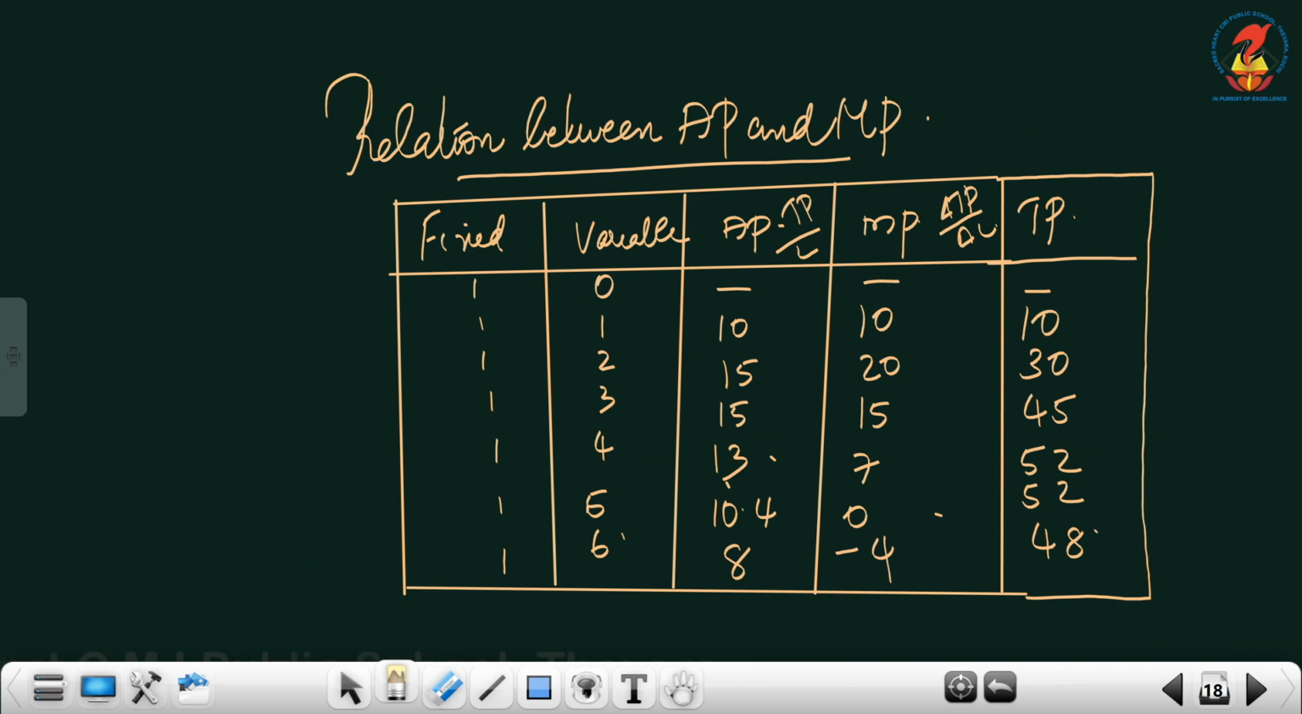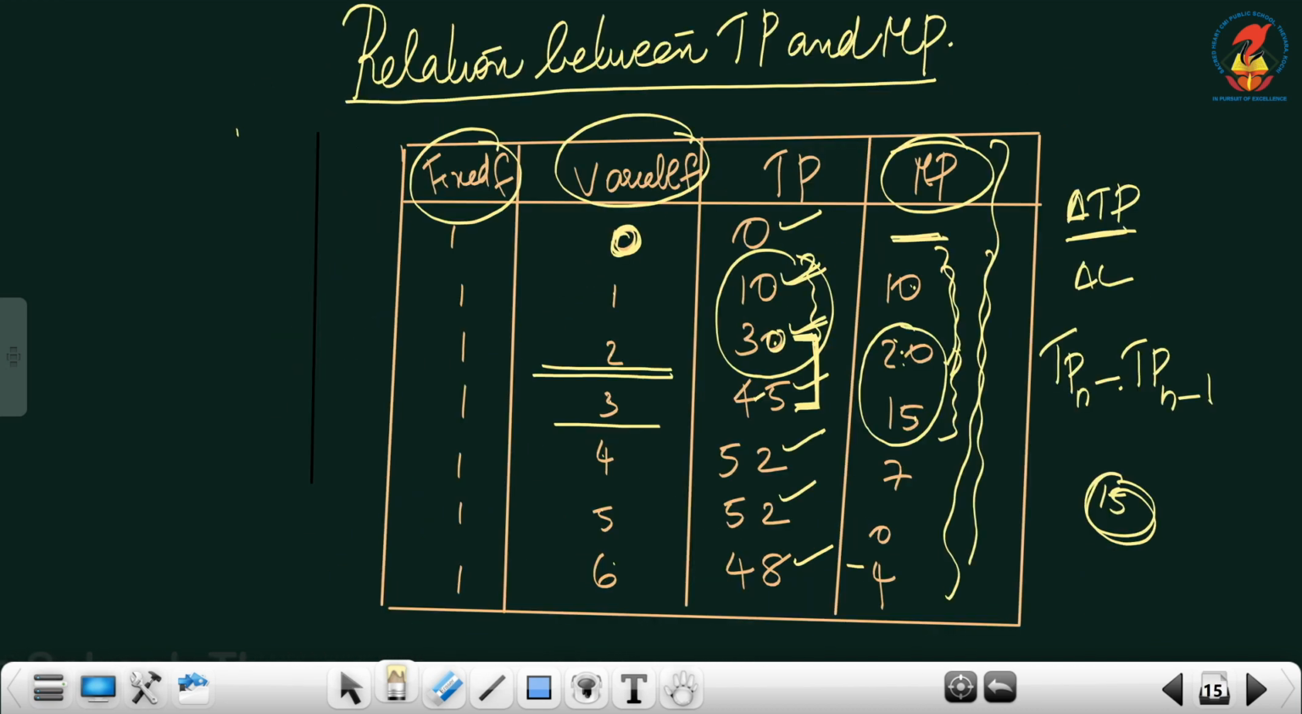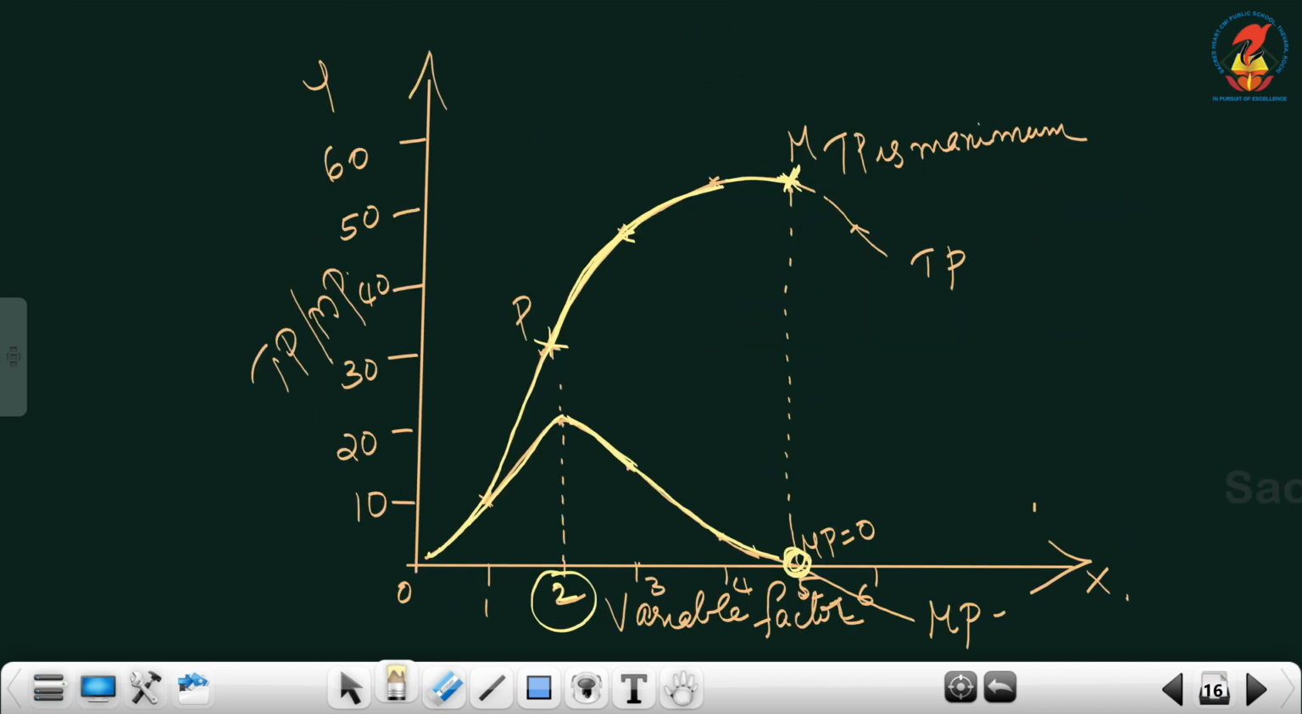You can find, see, in the table, when TP reaches its maximum, MP is 0. When TP starts falling from 52 to 48, marginal productivity becomes -4. See, when TP is maximum, MP is 0. When TP starts falling, MP becomes negative.